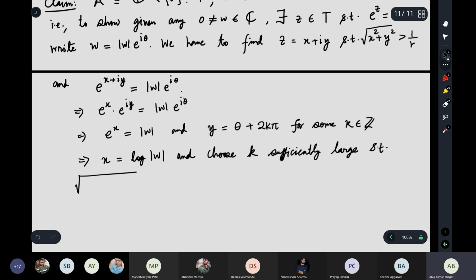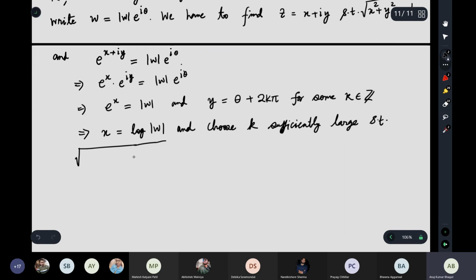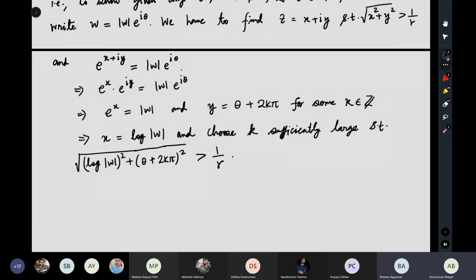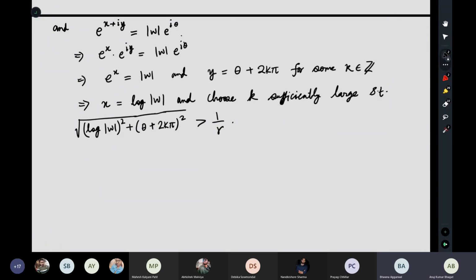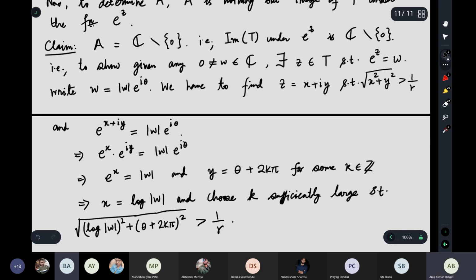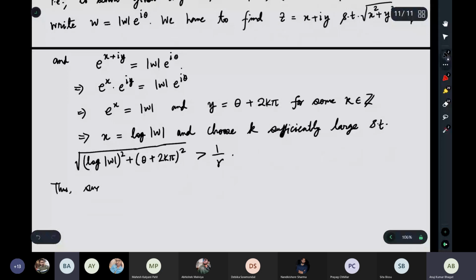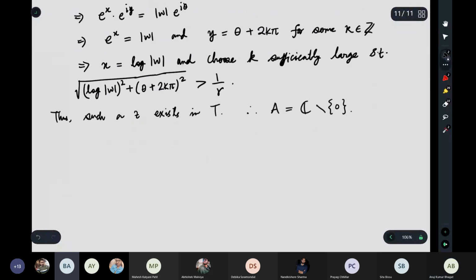the modulus, that is x square plus y square, is more than 1 by r. So x square is log modulus omega whole square, plus y square, which is theta plus 2k pi whole square, is more than 1 by r squared. You can choose k sufficiently large such that this is satisfied. You can actually get the value of k after simplifying: square both sides, take k on the left and everything else on the right. Thus such a z exists in T. Therefore this set A is nothing but all complex numbers except 0, the whole complex plane punctured at 0.